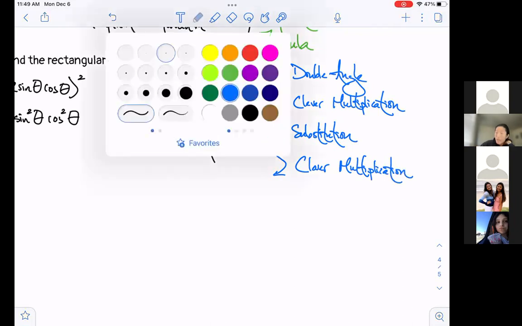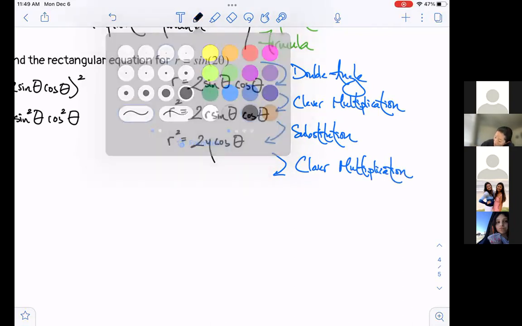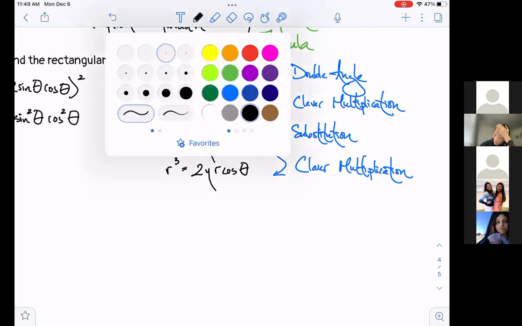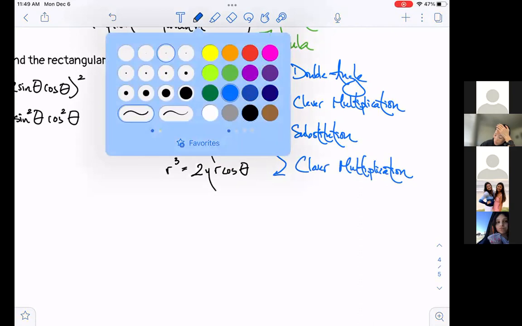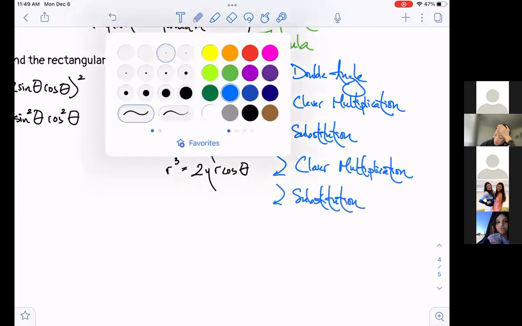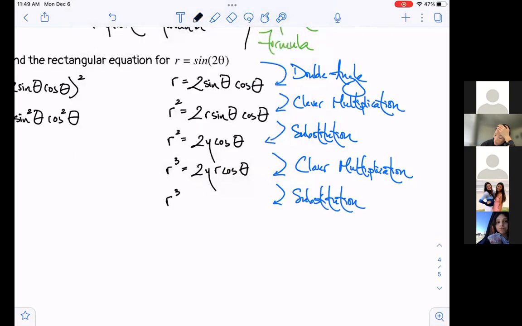right? On the left-hand side, we're going to get R cubed and we get 2y R cosine theta. Now I can write the R anywhere I want to, but I'm choosing to put it right next to the cosine to make it real clear to me that now I'm going to want to do a substitution. And when I make this substitution, I get R cubed equals 2yx.